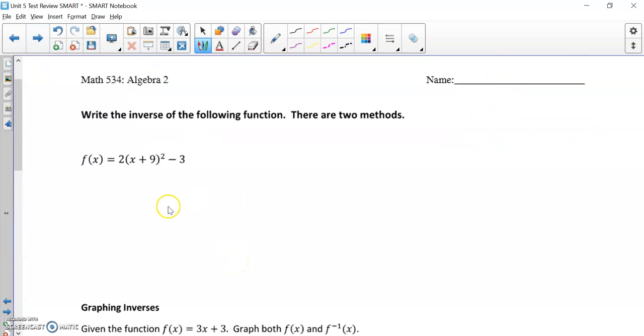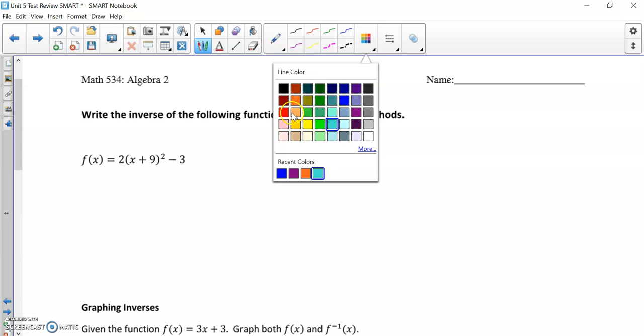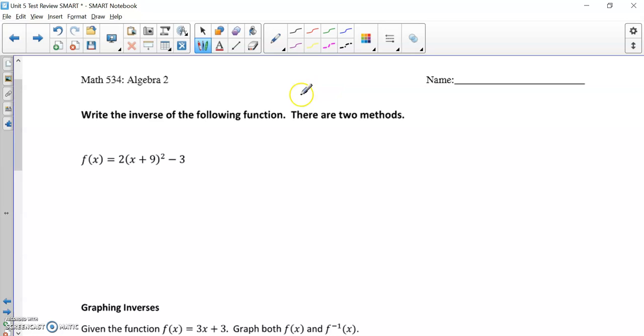So if I now have a function that looks like this, it's not a log or an exponential, and there are two methods to do it. One is the list method, one is the switch and solve method. I will go ahead and just show you both so that you have both to work with and you can make the choice as to which one you like better. So first I'll start with the list method just because that's what we learned first.